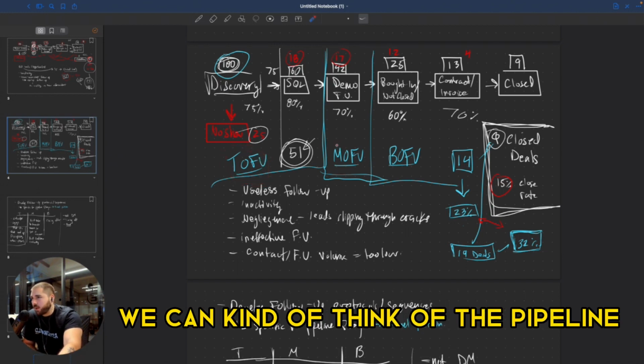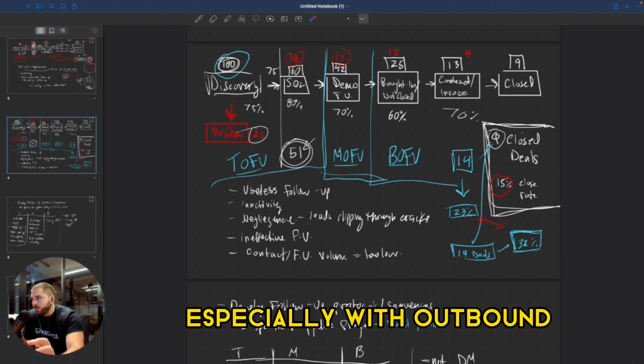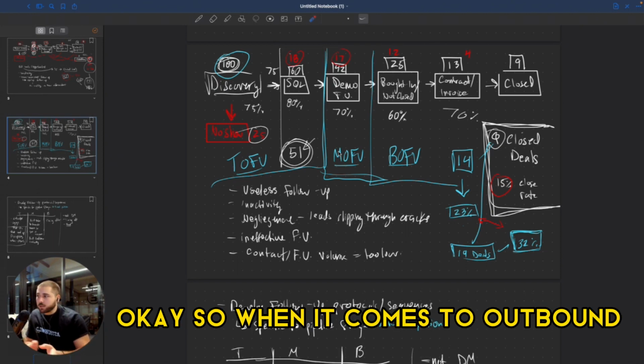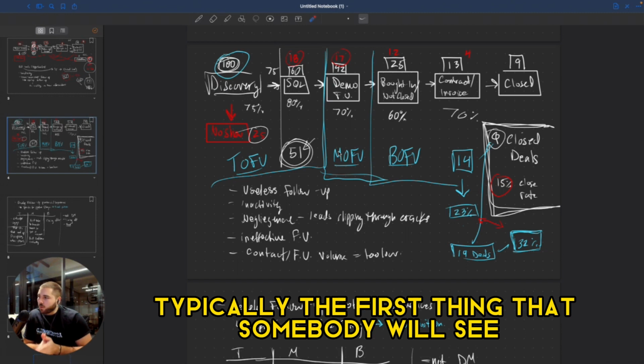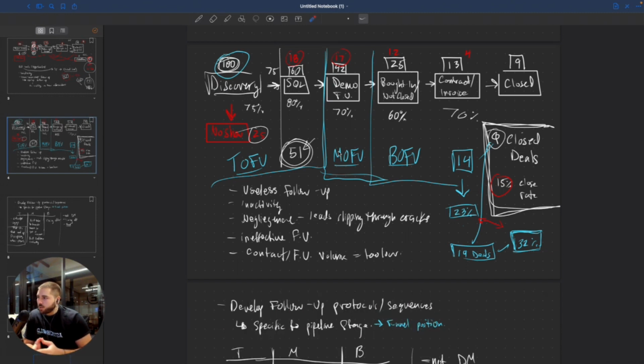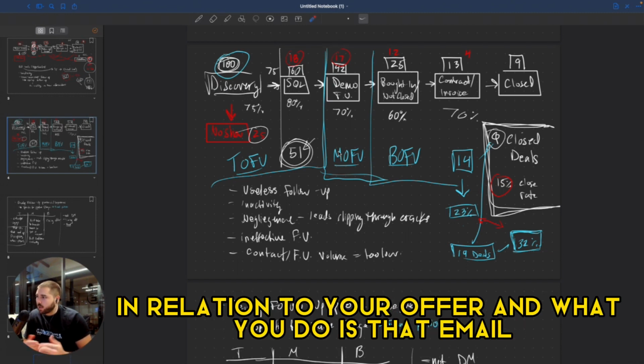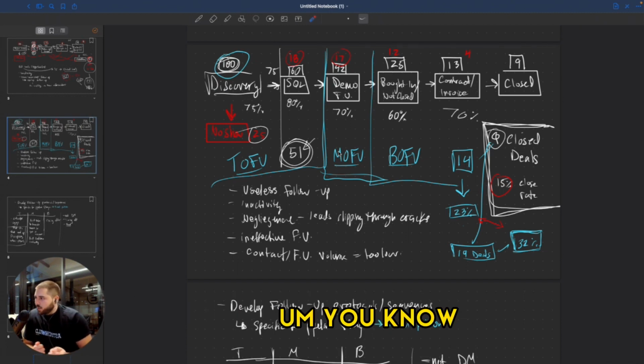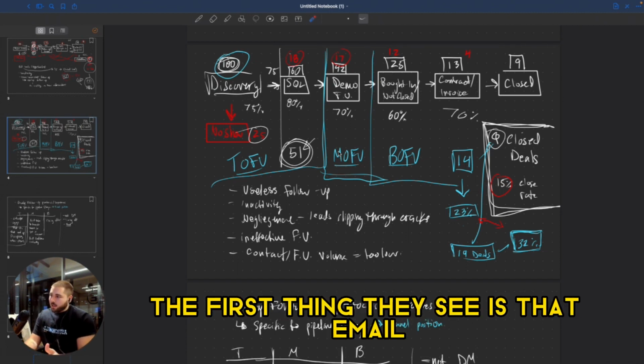We can think of the pipeline, especially with outbound, as the top, middle, and bottom of the funnel. When it comes to outbound, typically the first thing that somebody will see in relation to your offer and what you do is that email. It's not like they're seeing an ad or some content. The first thing they see is that email.